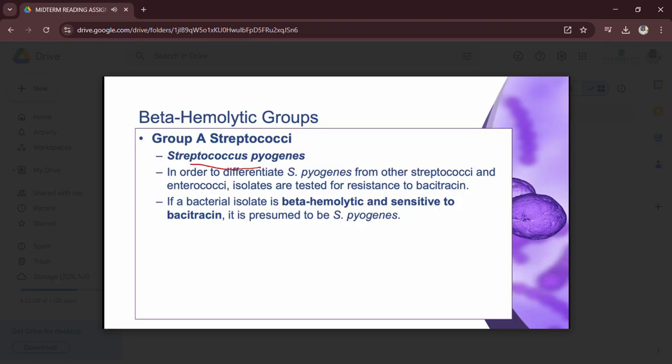As for the morphology, these bacteria are still spherical in shape, so these are cocci. They are arranged in short chains in clinical specimens, and longer if they are grown in broth.